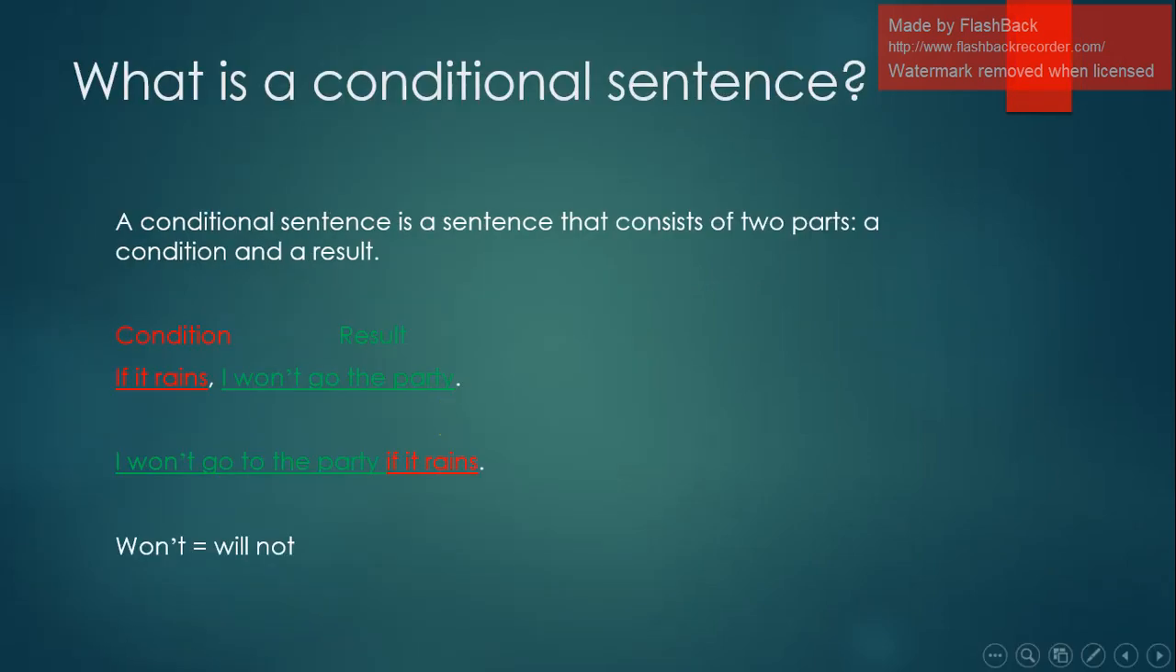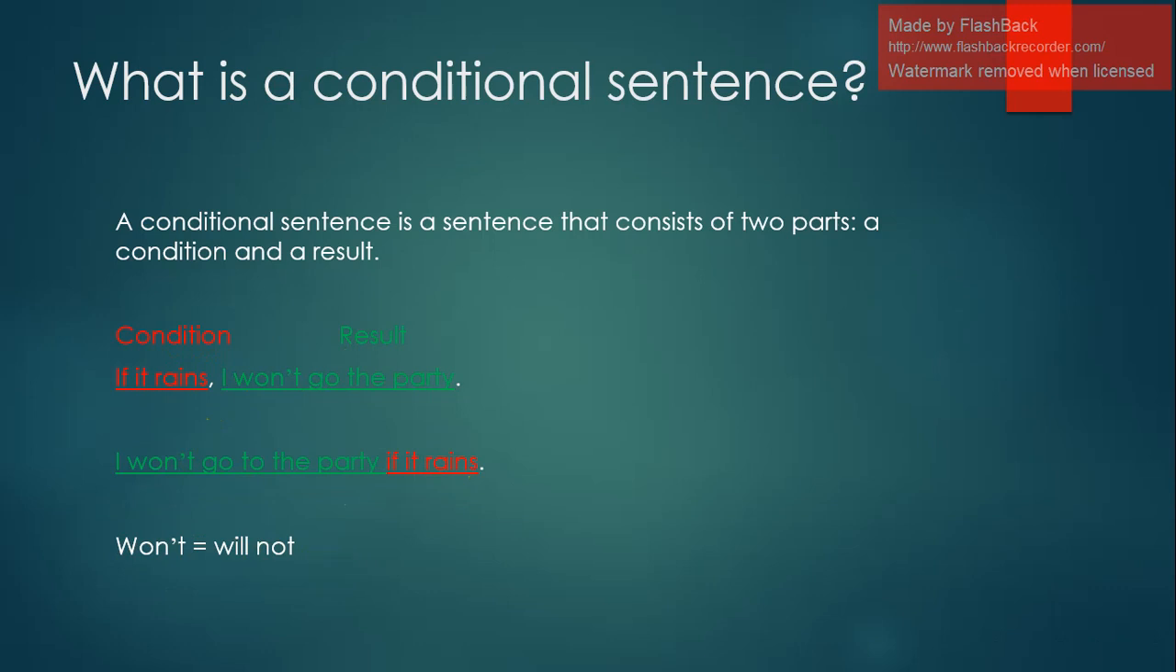First, we'll start with a simple definition of a conditional sentence. A conditional sentence is a sentence that consists of two parts, a condition and a result. Example: if it rains, I won't go to the party. Here we have the condition, if it rains, and then the result, I won't go to the party. Or we can flip these two parts and the sentence becomes, I won't go to the party if it rains. This part is still the condition, this one is the result. I must note that won't here is a contraction of will not.